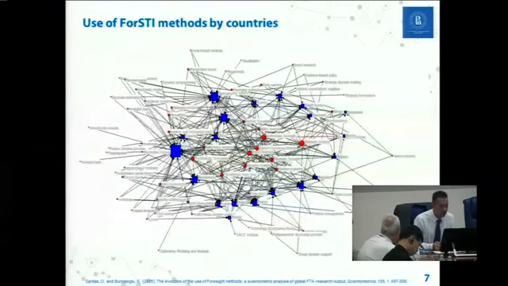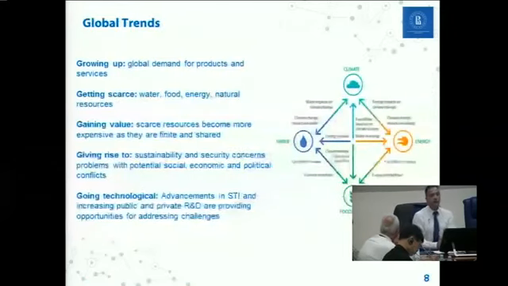So the question is where we are now. We are facing a number of global trends at the moment. What is happening with the world? Growing global demand for products and services. Especially in developing countries, there's a great hunger for new products and services. So we see an increasing speed in the number and variety of products and services being delivered. But at the same time, getting scarce. Our resources like water, food, energy, and natural resources are getting scarce.